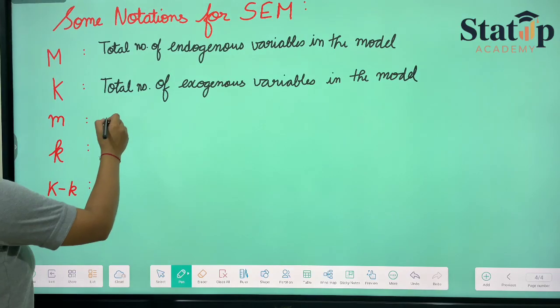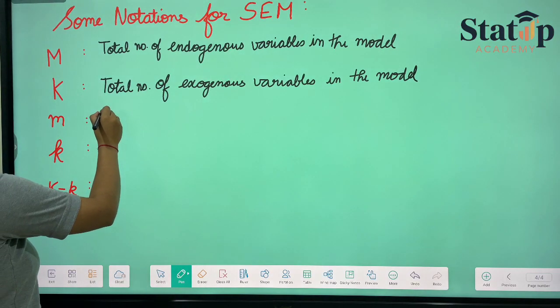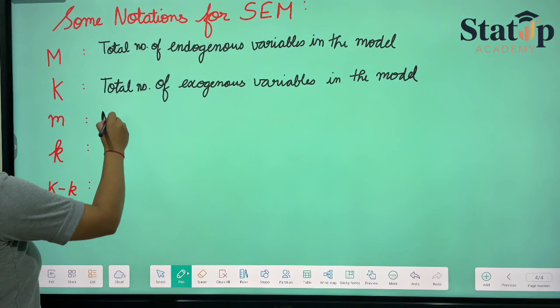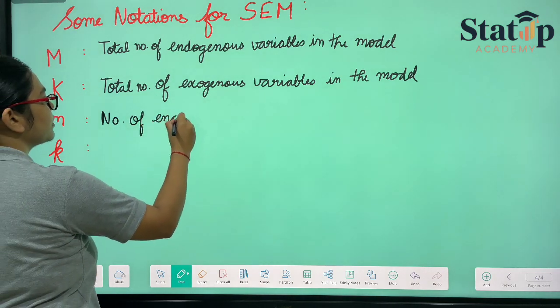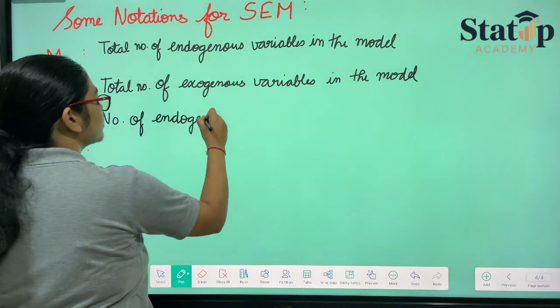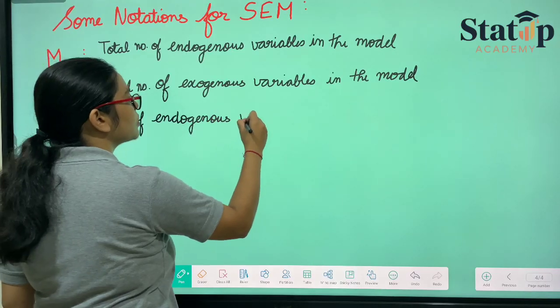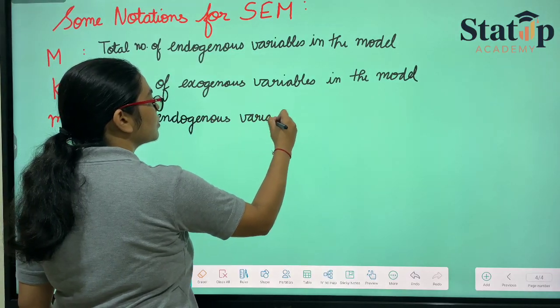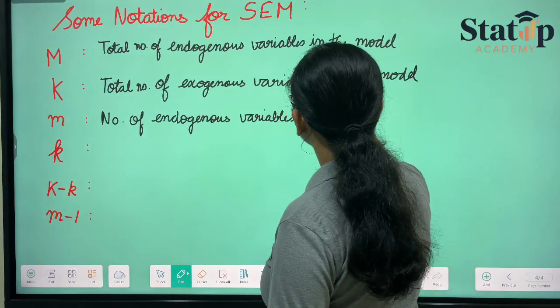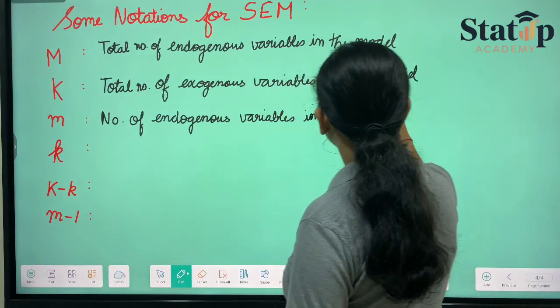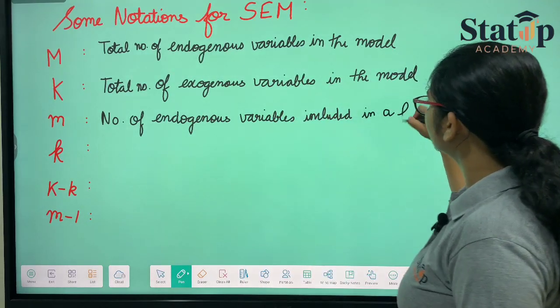Now small m is the number of endogenous variables included in a particular equation.